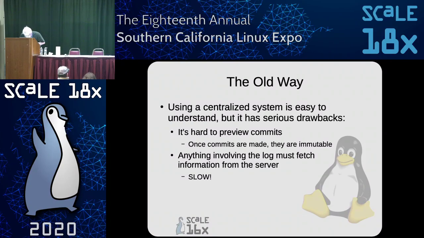It's very hard to preview commits. So once a commit is made, that's it, they're immutable. So if you screw up, well, usually you have to make a second commit. Oops, forgot X, you know. And anything involving the log must fetch everything from the server, and it's really, really, really slow.